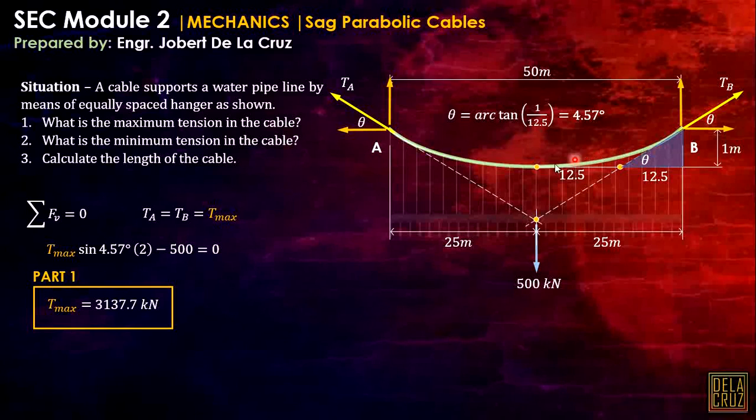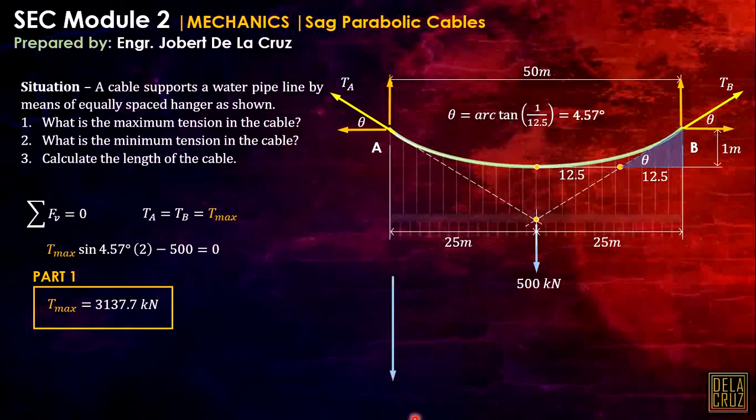So, how to calculate the minimum tension in this cable? So, gagawin natin is ikakat natin yung cable halfway dyan. And we will expose the force in that sag point. Okay? So, may prepare pala akong ibang solution dito, na?